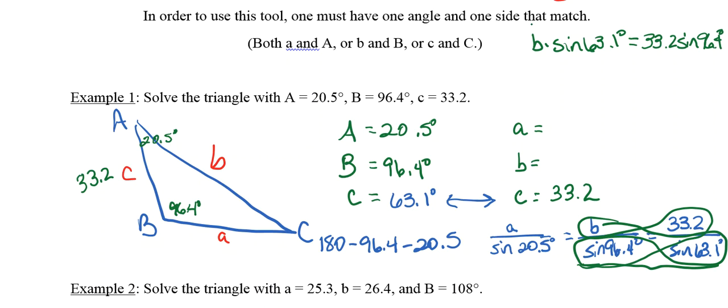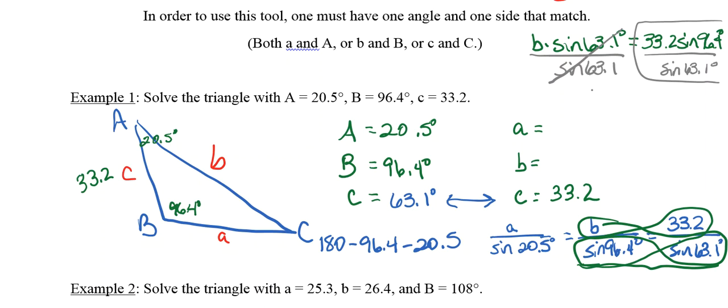Now to get b by itself, I need to divide. So I'm going to go ahead and divide by sine of 63.1. Now I've created the habit of trying to be exact all the time. So instead of finding out what 33.2 sine of 96.4 is and then dividing, I just plug all of this into my calculator at one time. That allows me to be accurate. Just make sure when you do the sine of 96.4, go outside of the parenthesis before you tell it to divide by the sine of 63.1.